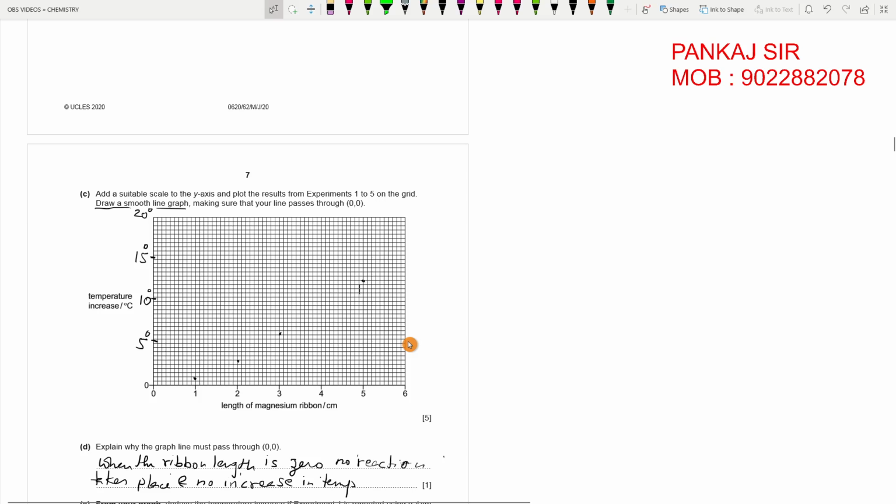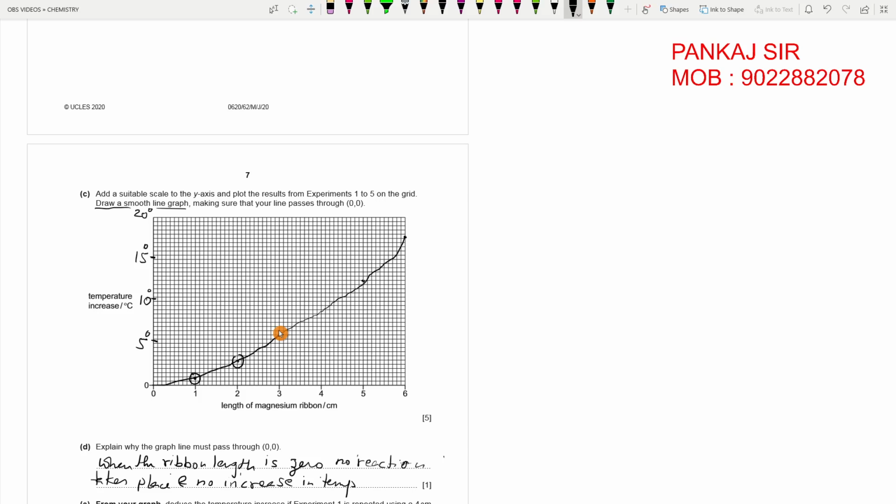So let me join the points. So I'll have to join from 0, 0, right? So my graph should be running this way. Okay. And it should pass through all these points, right? So this is my graph. These are the points. Fine. So this is basically the smooth graph that I get.